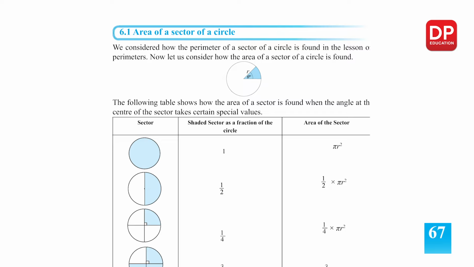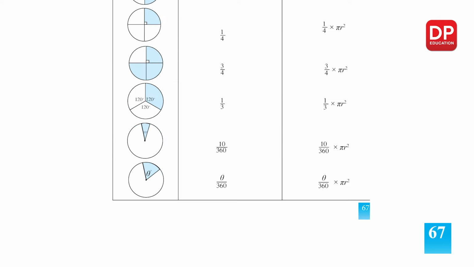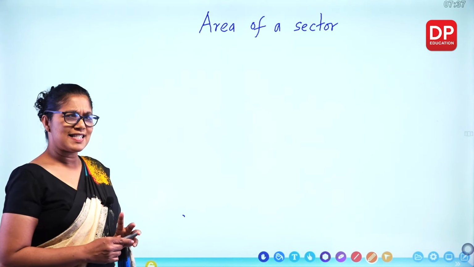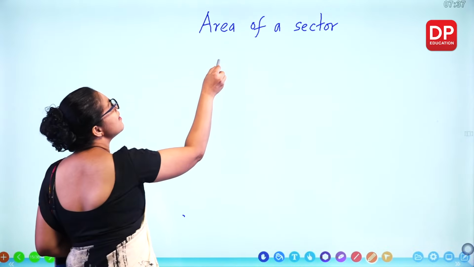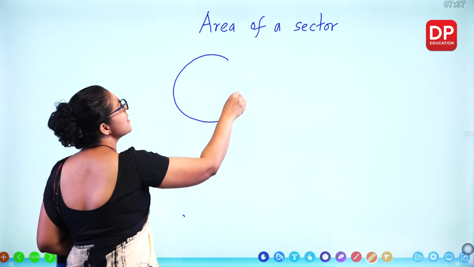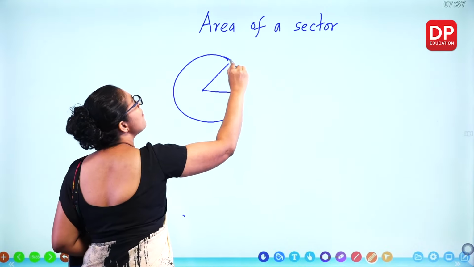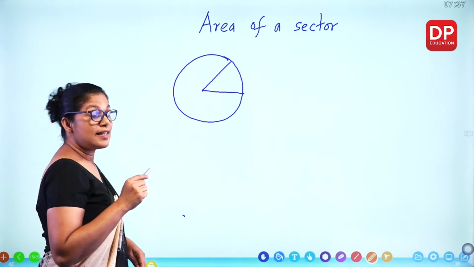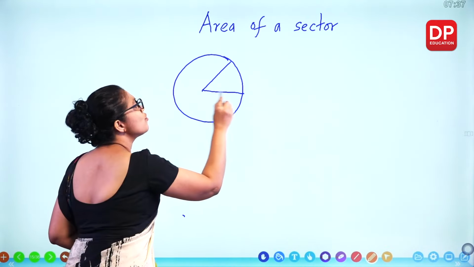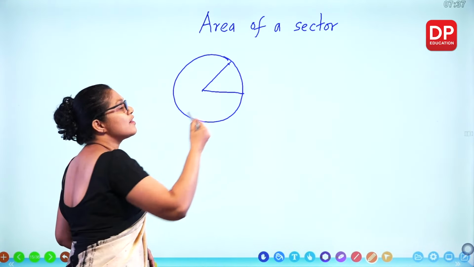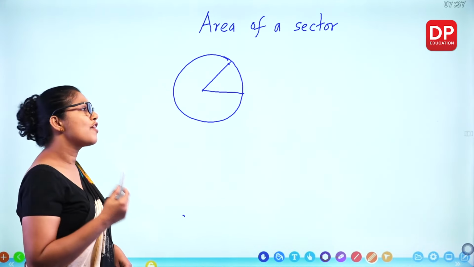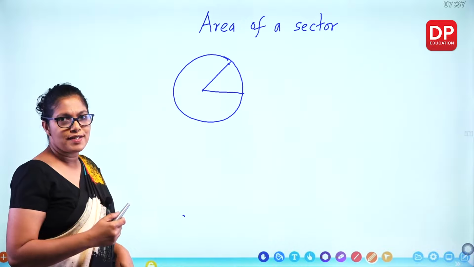Now we'll look at the area of a sector. So here what is a sector? We did in lesson 1. When you get a circle and when you take a part of it, the shape bounded by 2 radii and the arc length we call a sector. Now we'll try to find out the area of a sector.